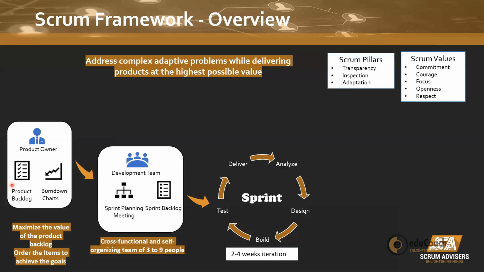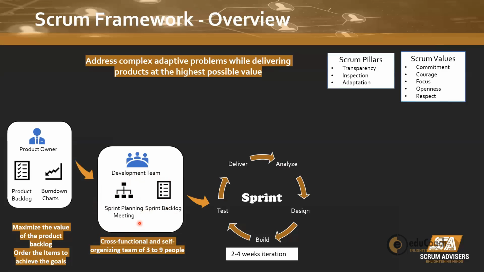And the product backlog is owned by the product owner, and he is responsible for maximizing the value and prioritizing the items in the product backlog. Now, within the sprint, there are multiple time boxed items which can happen. It starts with the sprint planning meeting, where the sprint backlog is updated.